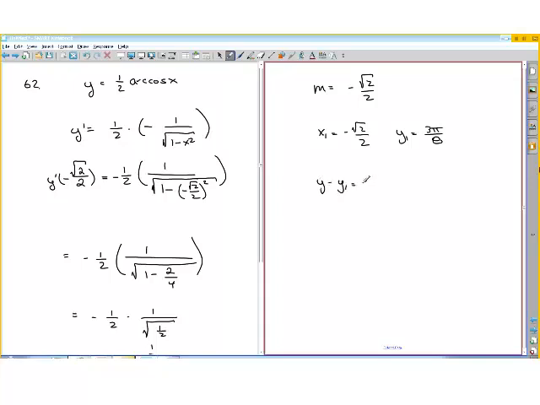But our equation for the line is y minus y1 is equal to m times x minus x1. So we have y minus y1, which is 3 pi over 8, is equal to m, which is negative the square root of 2 over 2, times x minus x1, which is negative the square root of 2 over 2. So we get y is equal to, if we multiply that out, the x term is just negative the square root of 2 over 2 times x. And then we have the constant term.